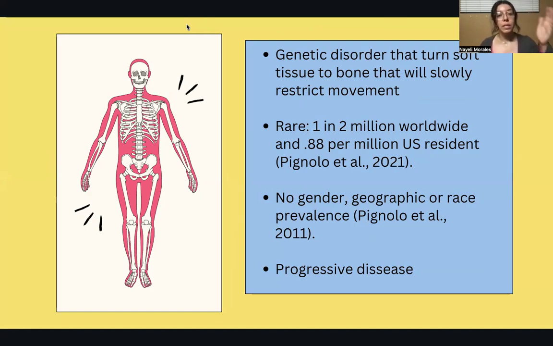It is not more prevalent in a gender, geographic, or race compared to other diseases such as diabetes, and it is a progressive disease. A lot of these cases are sporadic, and only a few of them are heritable, meaning only a small amount of them will really be passed down. The reason is because a lot of them unfortunately pass away before they get to mate. However, if they do mate, then there's a possibility that the disease could be passed down.